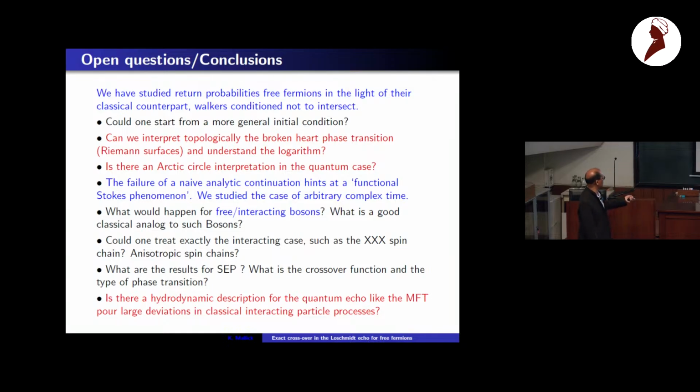And ultimately, it's good to do calculations at the combinatorial level, but it would be nice to have something like a hydrodynamic description for quantum echoes, like we have the MFT description for large deviations, for classical interacting systems. Thank you for your patience.